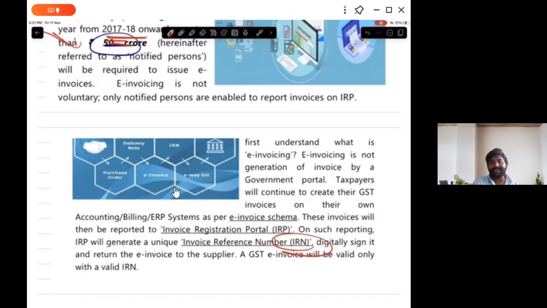हां, दिस इज वेरी इंटरेस्टिंग टू अंडरस्टैंड. अगर आप बिना IRN के इनवॉइस जनरेट करते हो तो वो इनवैलिड माना जाएगा. It will be invalid if you are generating e-invoices without any kind of IRN number. So if e-invoicing is applicable, then you need to quote that IRN number in your invoice, and that's why you need to prepare e-invoicing.